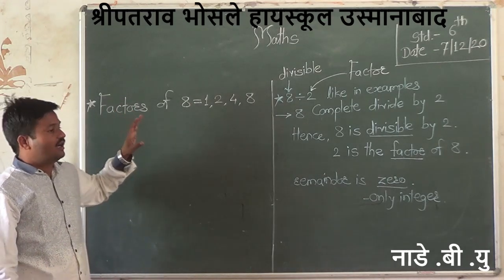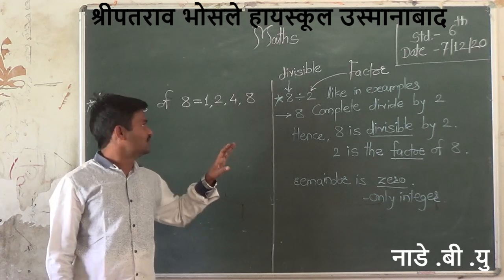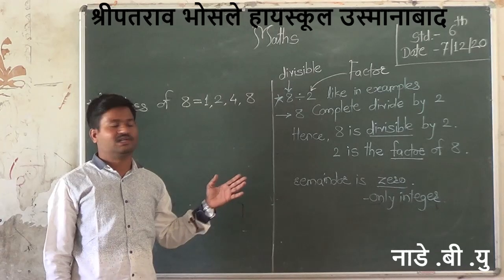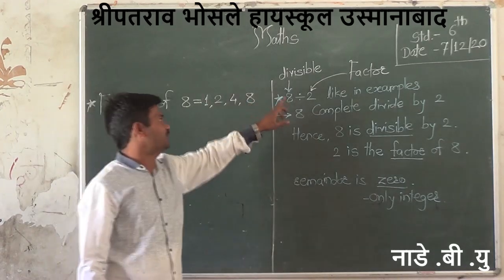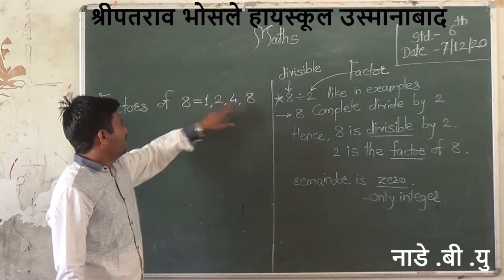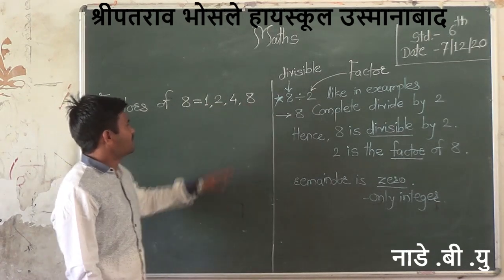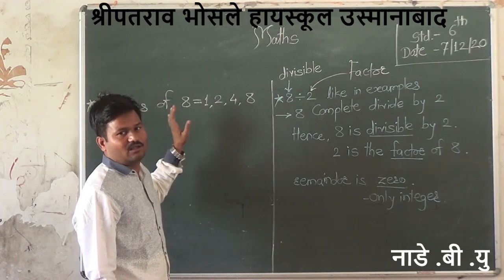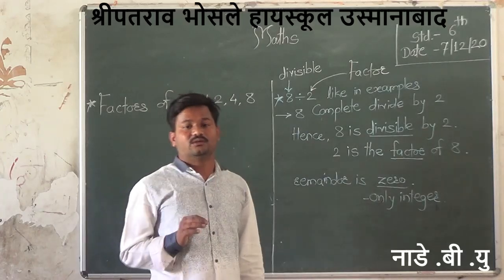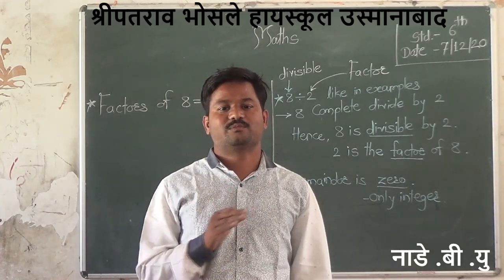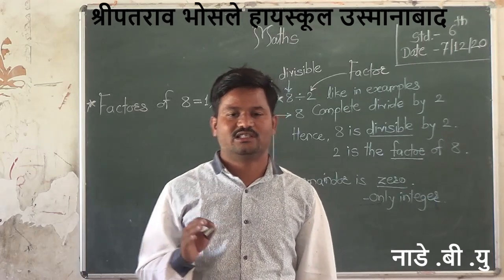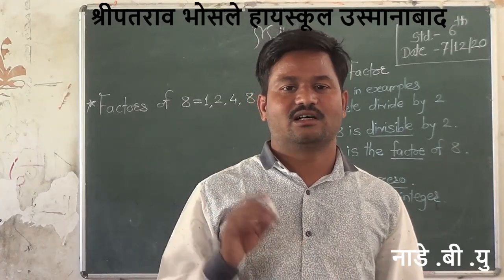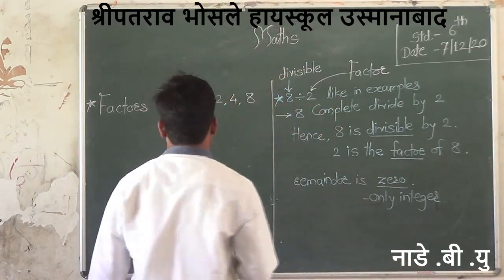Once again, in this division, 8 is the divisible number, meaning the dividend number. 8 is divisible by 1, 2 and 4. All these are the factors. Using your previous standard knowledge, find and write the factors of numbers.